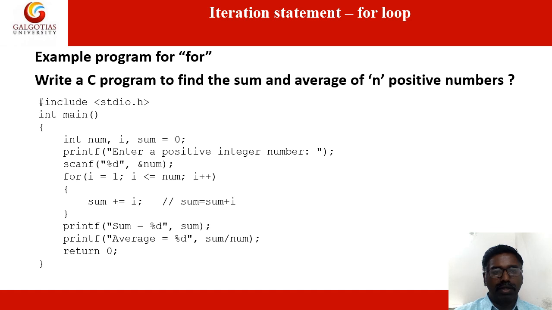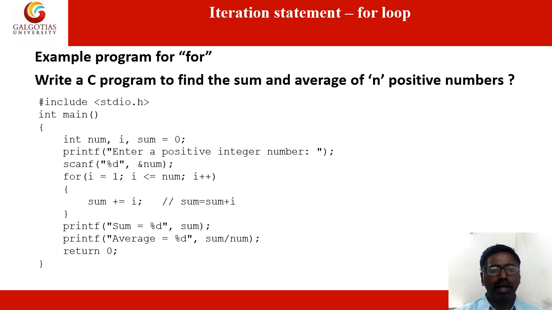Now this is the logic. First we declare the required variables: i for the iteration purpose, num, and another variable, sum. Sum is initialized to 0, since we need to start the summation. At the first step we use sum = 0. We ask the user to enter a positive integer number. The user enters some value that is stored in num.